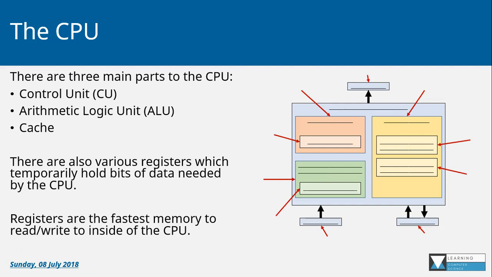Now you also have something known as a register, and registers are used to hold bits of data just on a temporary basis until they're needed again by the CPU. These registers are very, very fast. They are used to read and write inside the CPU, and they are the quickest type of temporary memory that you will come across inside the CPU.